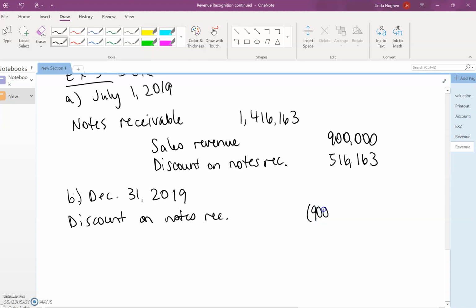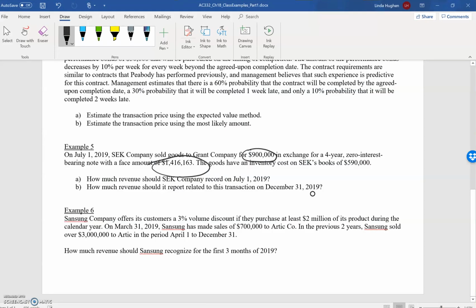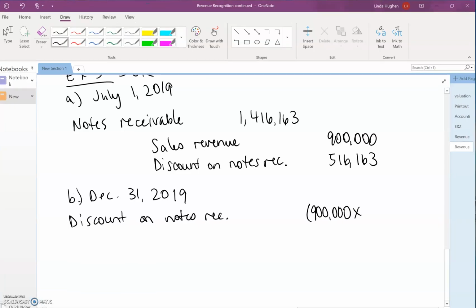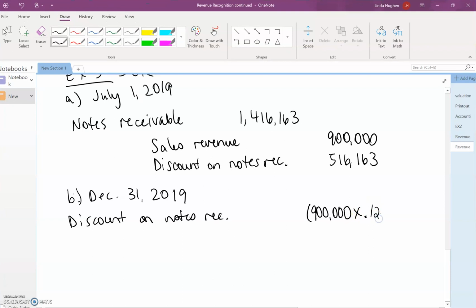We take the contract amount, 900,000, multiply it by the implicit interest rate, which I did not give you, but I should have. We need to know the interest rate is equal to 12%. I'll try to fix that when I post it up to Blackboard, but you can't work this problem if you don't know that. So 900,000 of the contract price times the 12% interest rate, and then times how much time has passed, July 1st to December 31st, 6 out of 12. So we have 54,000 on that discount on notes receivable.